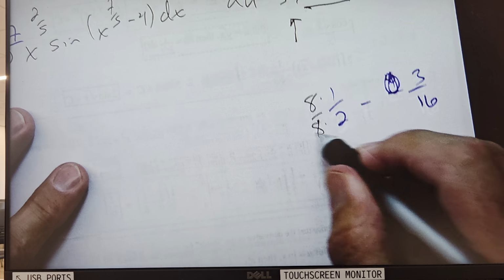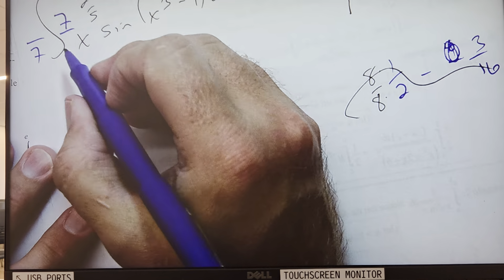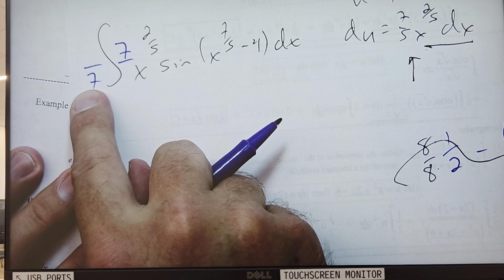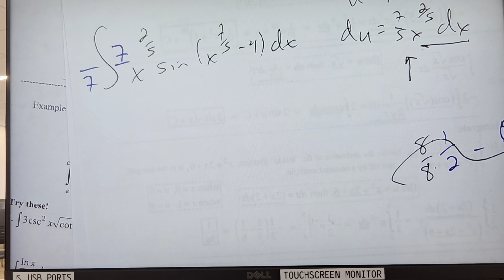Okay. Blah, blah, blah, who cares? So over here, what else? So if I put a times 7 inside, if I put a divided by 7 outside, I didn't do anything. It's the same exact integral it was before.